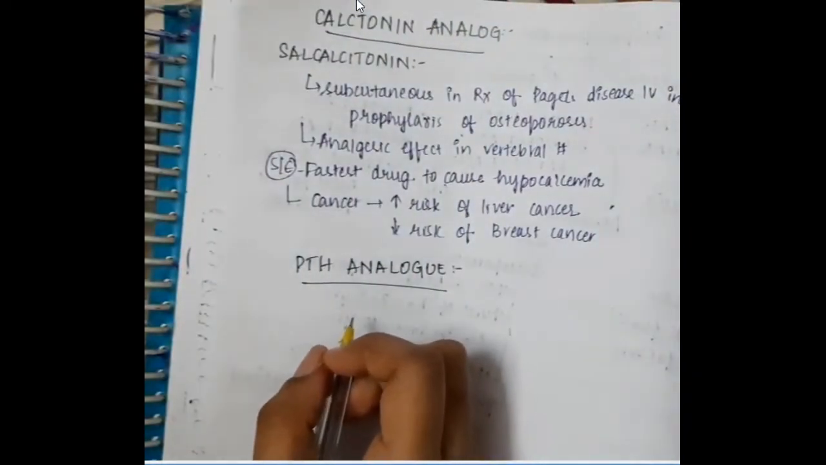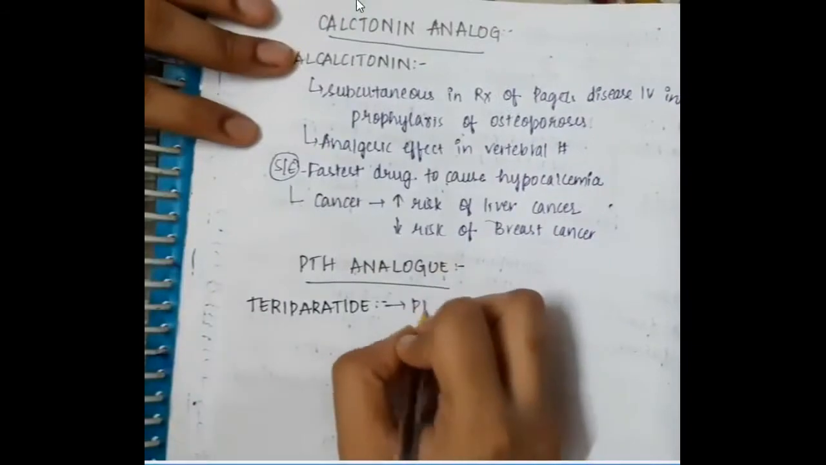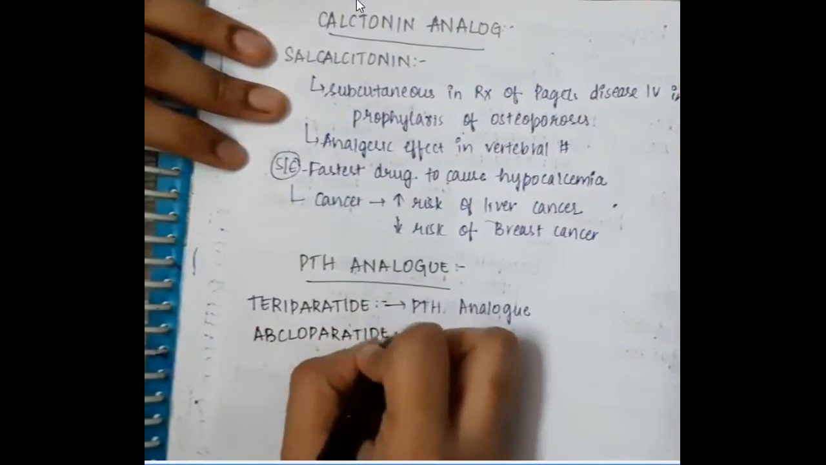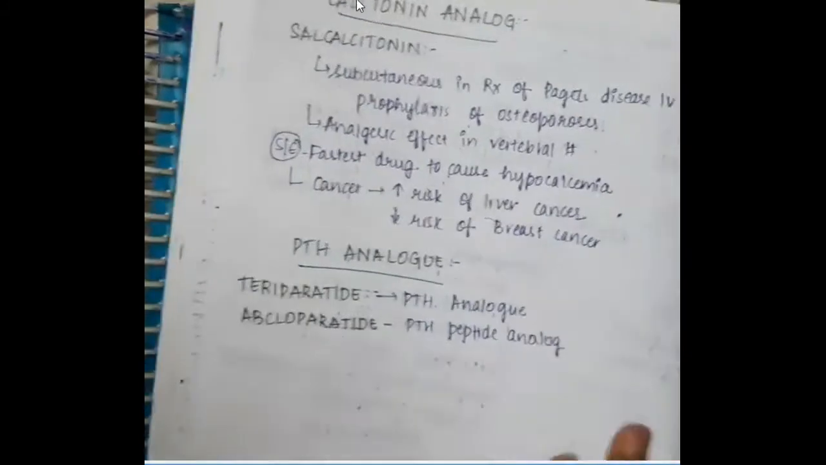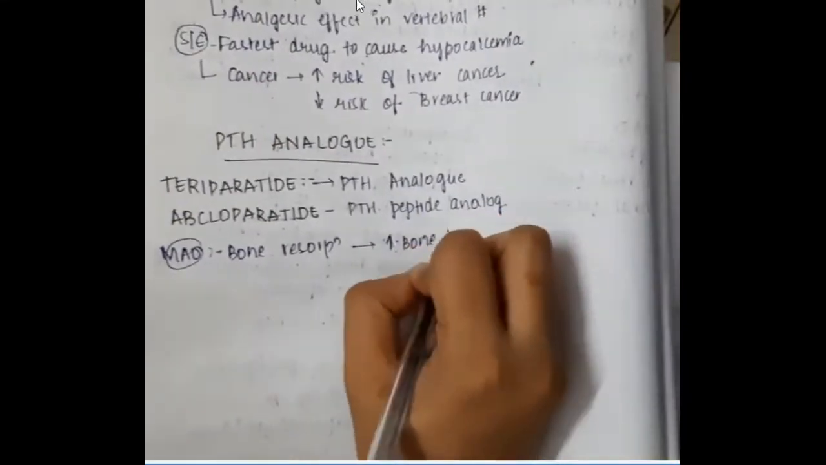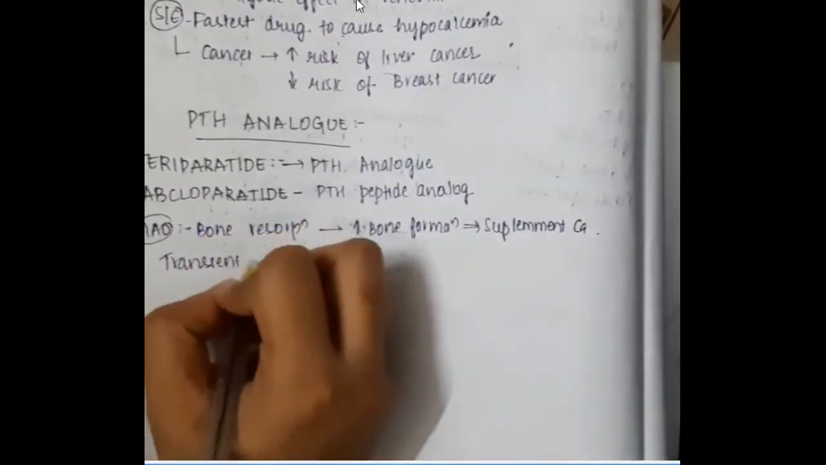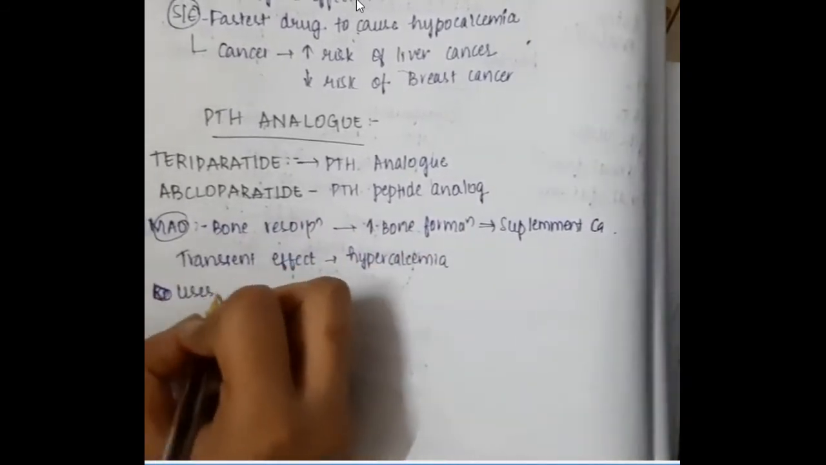Then we have the next group of drugs, the parathyroid analogues. In the parathyroid analogues, we have two drugs. One is teriparatide, which is a direct parathyroid analog, whereas we also have abaloparatide, which is a parathyroid peptide analog. If you see the mechanism of action, they cause bone resorption, thus increasing bone formation, thus supplementing calcium. They also transiently cause hypercalcemia.